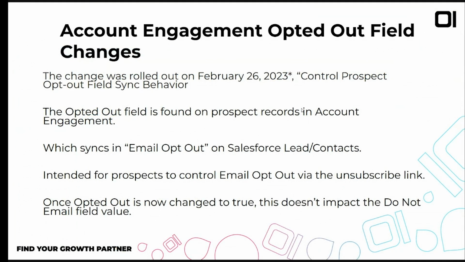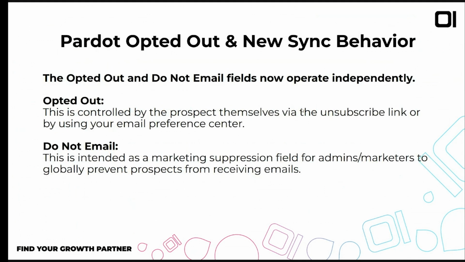The intended use for the email opt out is for when prospects click on the unsubscribe link when you send an email. They will be opted out of email communications. And as I mentioned, if the opted out is changed to true, it doesn't impact the do not email value. So currently there are two different fields.